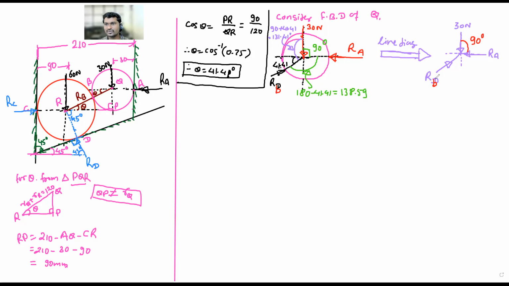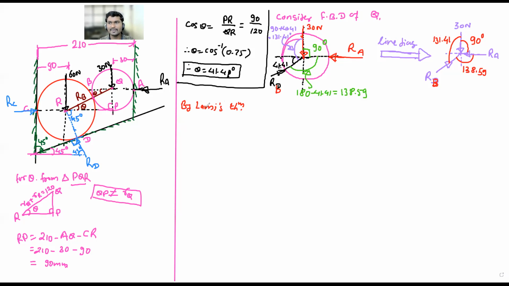Great. So please do correct me whenever we are making mistakes here. Then between RA and RB, 138.59. And lastly, between the 30 and this RB is 131.41. Below that, write down by Lami's theorem, or applying Lami's theorem.